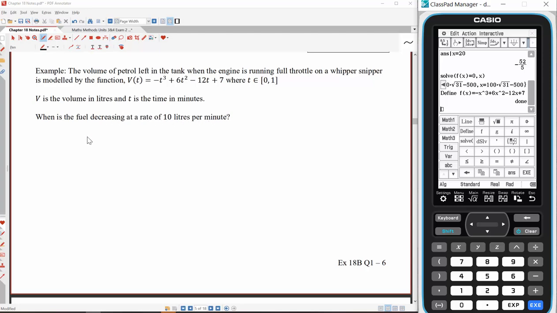So I think the first thing we should do is get V dash t, which is easy enough to do by recognition, not needing diff on the calculator. So 3t squared plus 12t, take away 12. And what we're going to do is ask the gradient function when it has a gradient of, in this case, because it's decreasing at a rate of 10, negative 10.